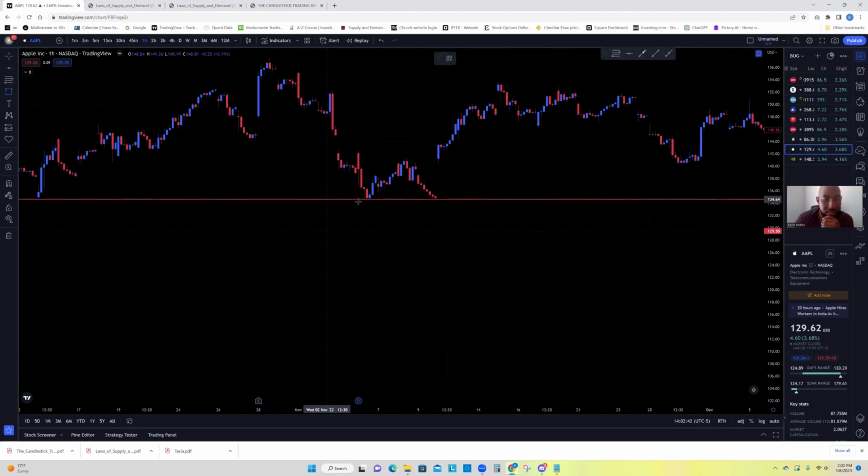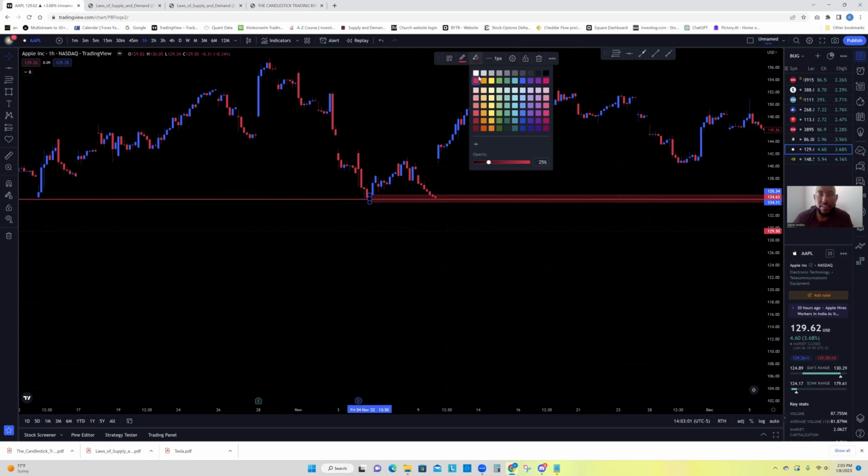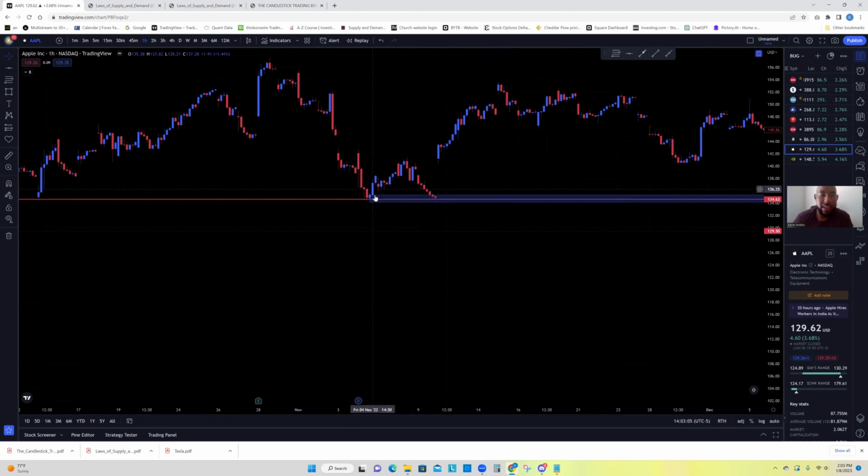So let's draw this. This becomes our demand zone. When we draw the demand zone, we want to take the top of the close of the basing candle, come down to the wick. Then this becomes our demand zone. Notice that this line is right within this demand zone. The market came back, retested this zone, and shot way up here.